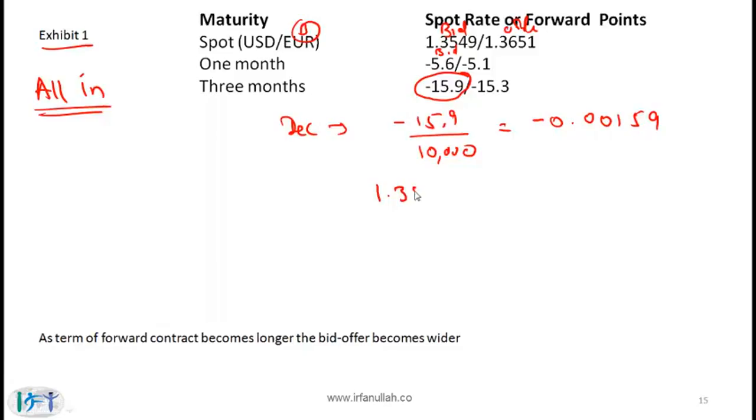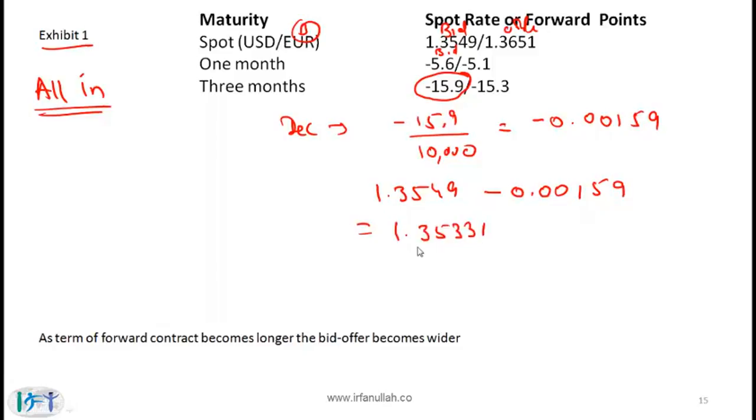And then to compute the all-in forward rate on a 3-month contract, we simply take the spot rate, which is 1.3549, and then adjust based on this number. So minus 0.00159, and you come up with 1.35331.